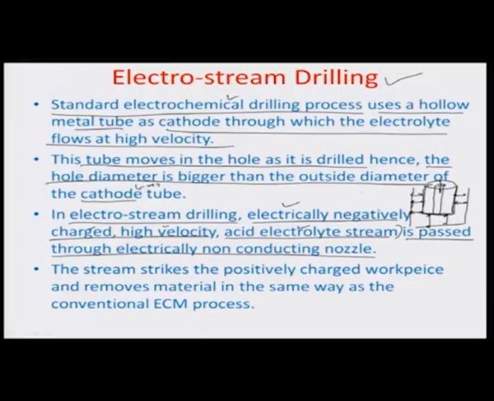So the electrically negatively charged high velocity acid electrolyte is typically thrown as a jet stream onto the surface that you want to machine, and the stream strikes the positively charged workpiece, and there is electrochemical dissolution, because there is always a potential difference between this negative acid electrolyte stream and the positively charged workpiece.